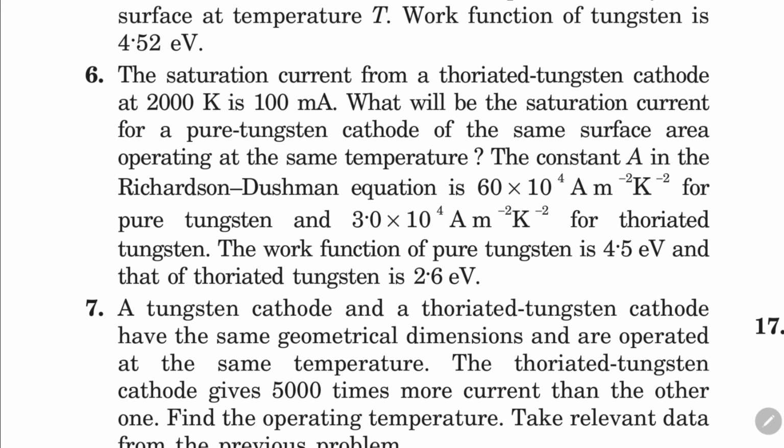In question 6, the saturation current from a thoriated tungsten cathode at 2000 Kelvin is given, which is 100 milliampere. What will be the saturation current for a pure tungsten cathode of the same surface area operating at the same temperature? Constant A in the Richardson-Dushman equation is given, and the work function is also given for pure tungsten and thoriated tungsten.